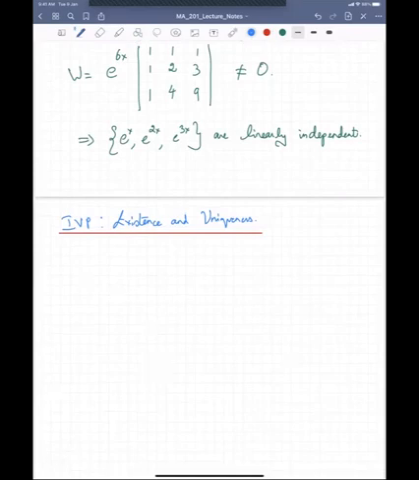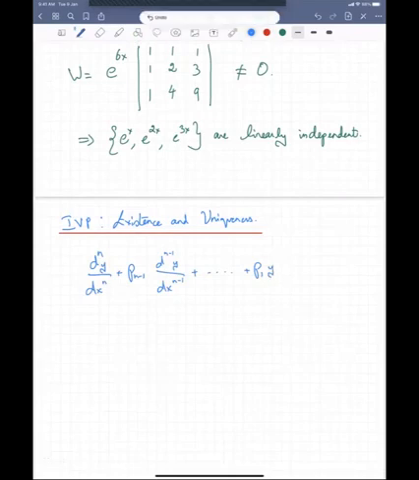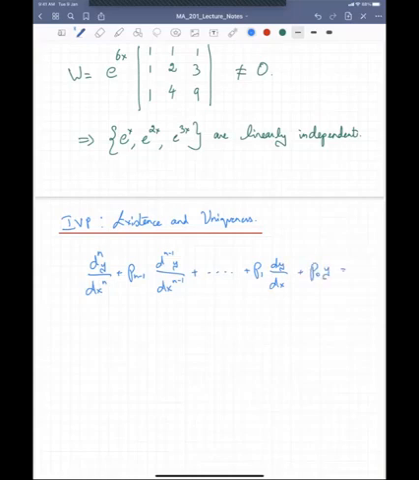The differential equation is d^n y/dx^n plus p_{n-1} d^{n-1}y/dx^{n-1} plus ... plus p_1 dy/dx plus p_0 y equals 0. So I'm only dealing with homogeneous nth order differential equations for now. I'm not adding any inhomogeneous term on the right hand side.